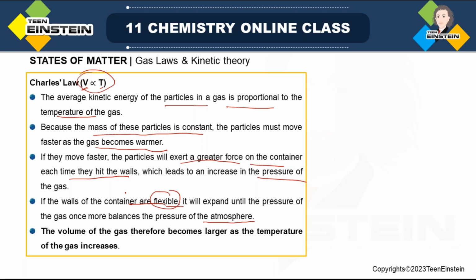So what conclusion can we reach? That the volume of the gas therefore becomes larger as the temperature of the gas increases. It is saying that the relationship between volume and temperature is directly proportional. So we are reaching the same conclusion that we have already learned in the case of Charles law, but that was an observation. Now you can understand the real explanation behind that based on kinetic theory.